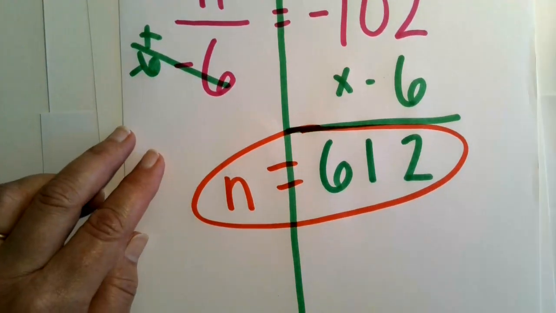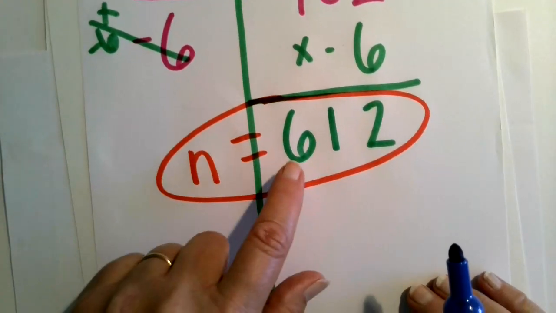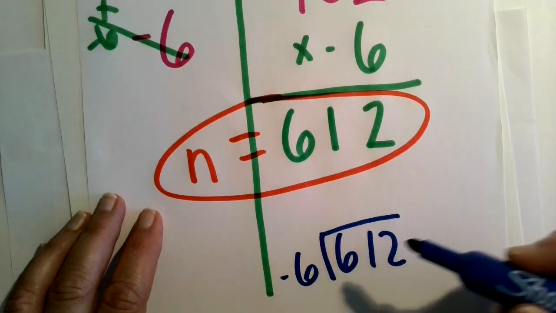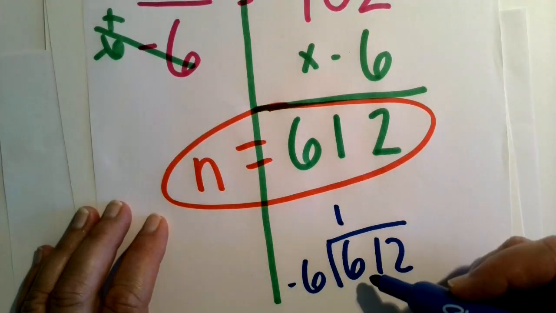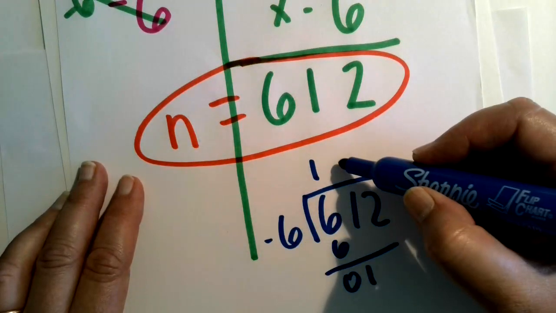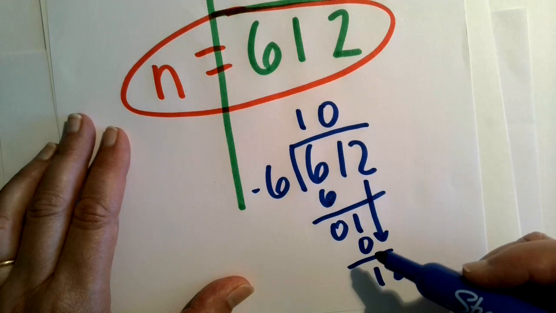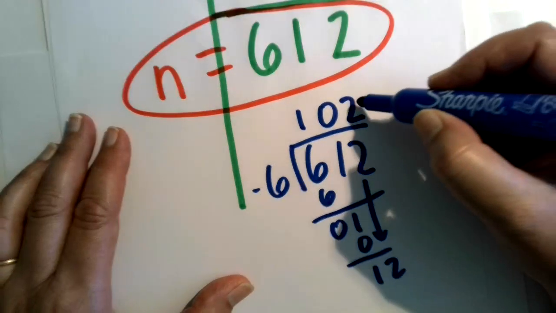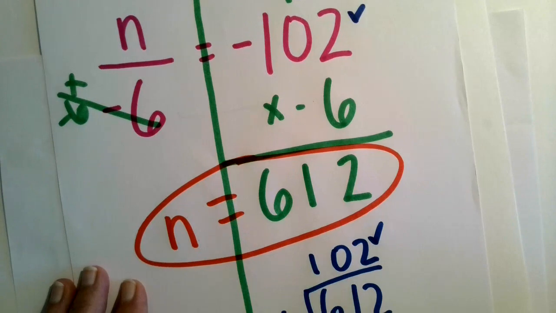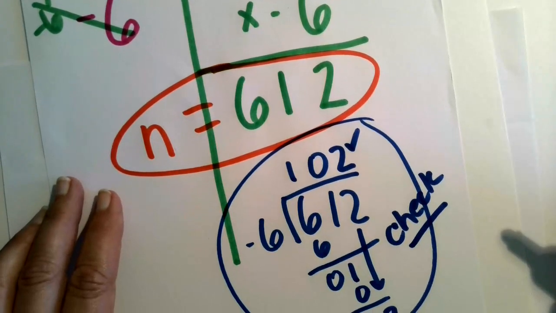How are we going to check that? We're going to check that by saying, okay, this is n divided by 6. You just said that n was 612 divided by 6, or negative 6. So 6 goes into 6 one time. 6 goes into 0, or 6 goes into 1 0 times, so that would be 0. So bring this 2 down. So 6 into 12 goes 2 times. So this 102 matches this 102, so you know you got it correct. But again, this is my check right here, and I have to see where you actually divided it.